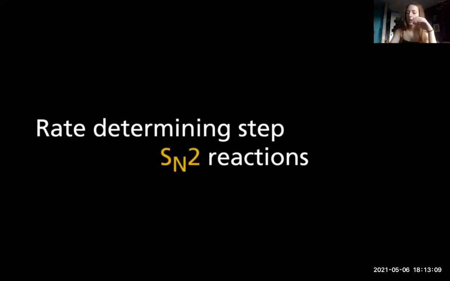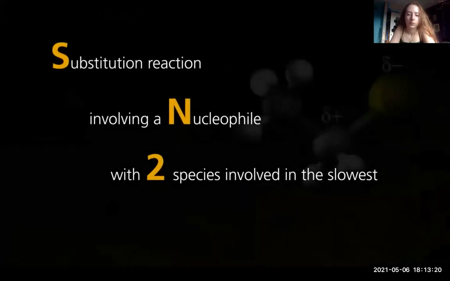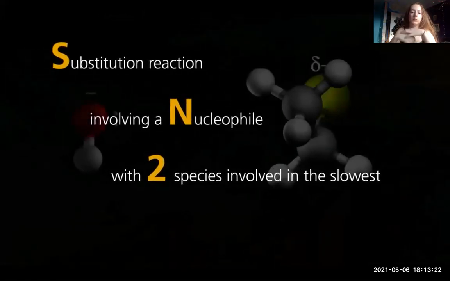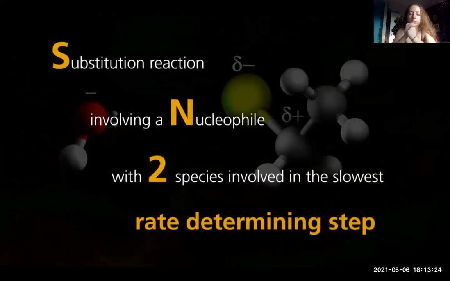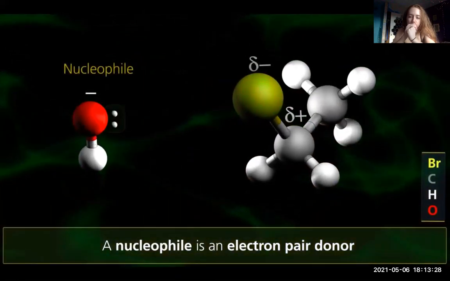Primary halogenoalkanes undergo SN2 reactions, where the S denotes a substitution reaction. The N shows the reaction involves a nucleophile. 2 is the number of species involved in the slowest rate-determining step. A nucleophile is an electron pair donor.